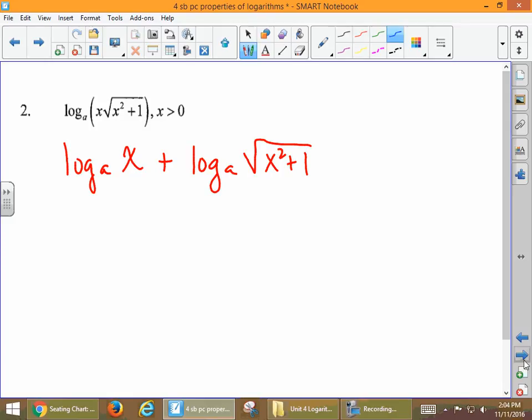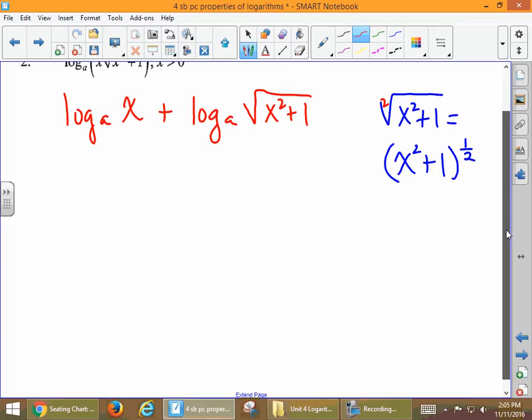The square root of x squared plus 1 can be rewritten as x squared plus 1 to the 1/2 power. And again, if you took Algebra 2 last year, we did this back in late October, early November, which is why it looks foreign to you. But the square root means that there's a 2 in the checkmark part of the radical, and when you convert it, it becomes the denominator of the fraction.